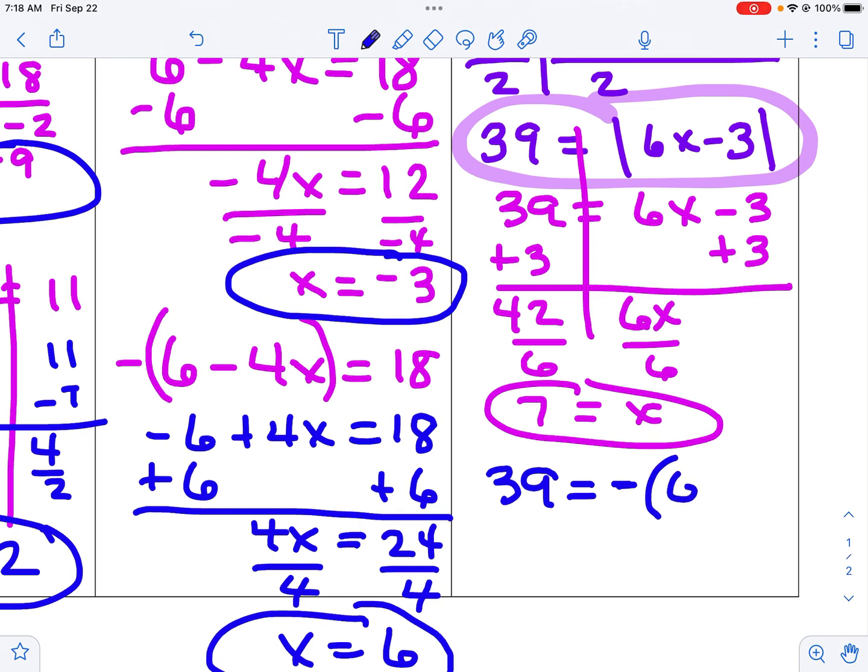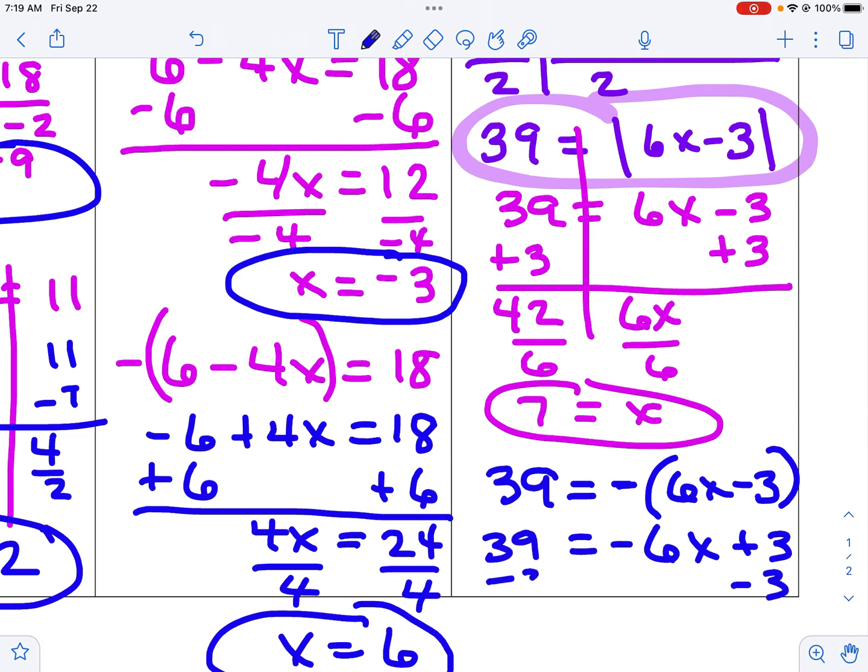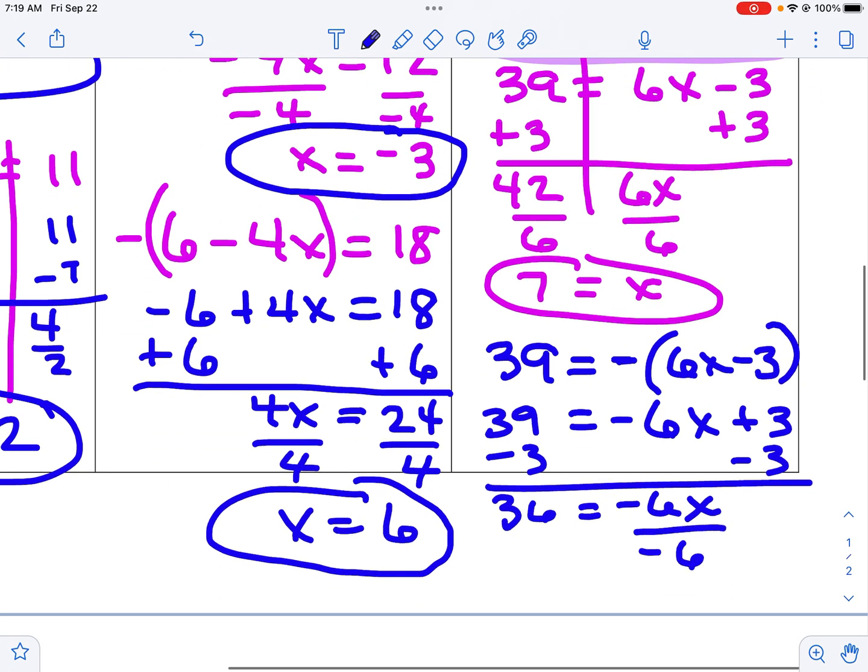We find the negative of 6x minus 3. So then I can distribute my negative sign. So that would make that negative 6x. Add 3. Then you solve your subtract there. 36. Divide both sides by 6. And your final answer then is negative 6.